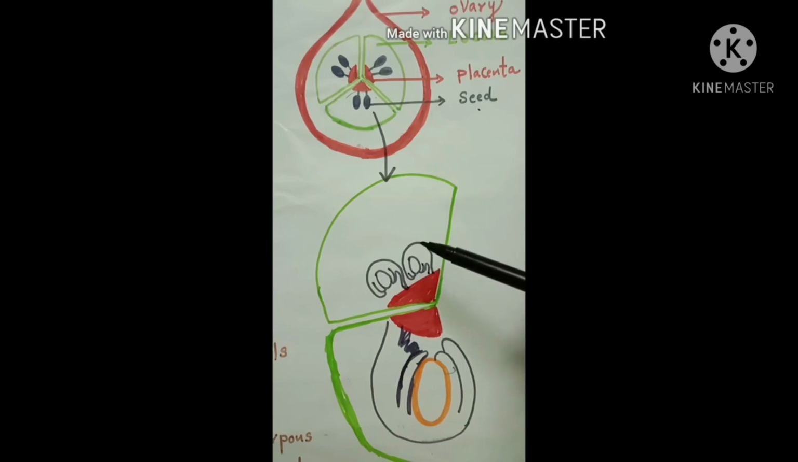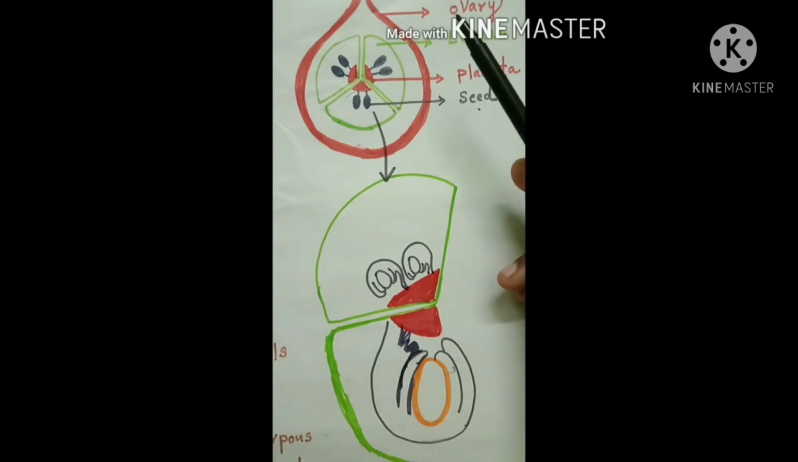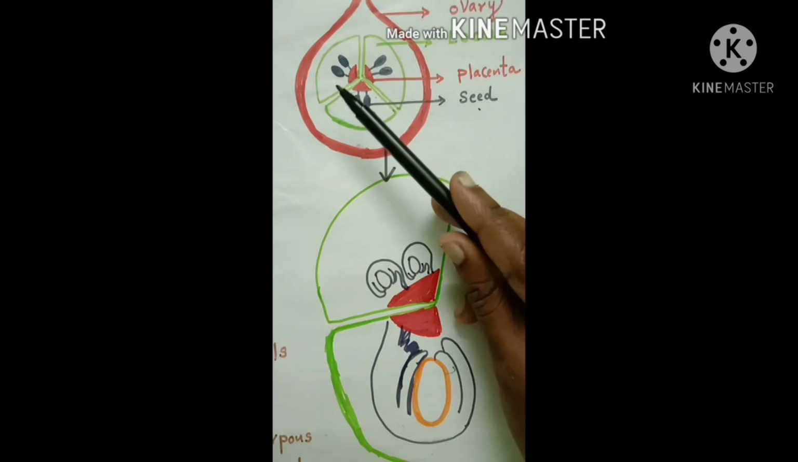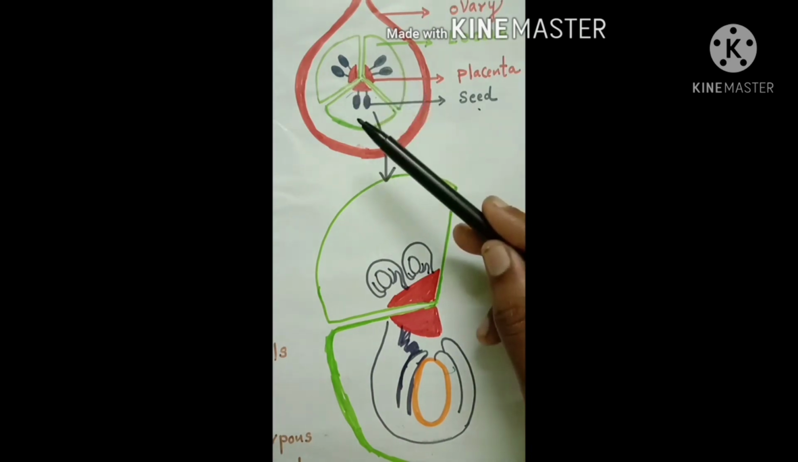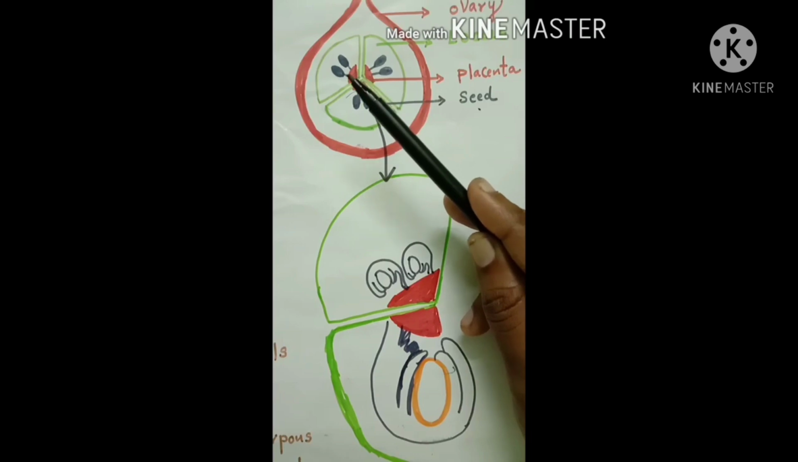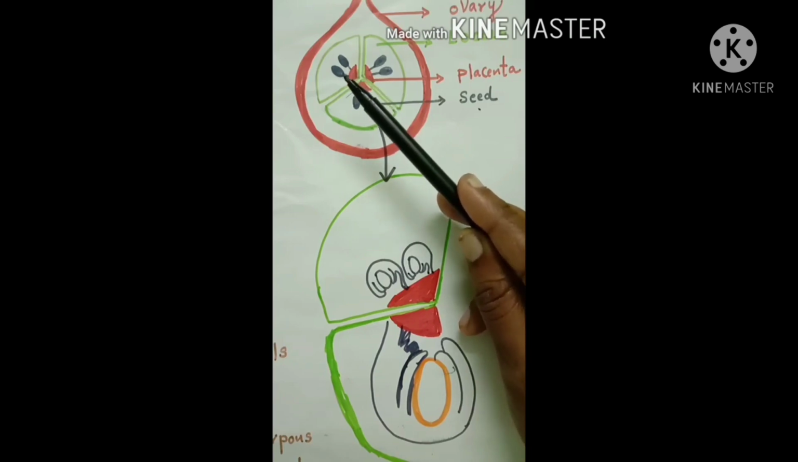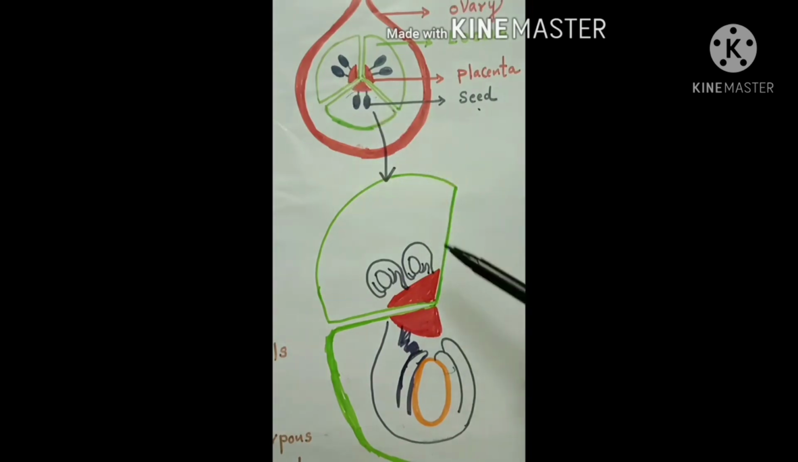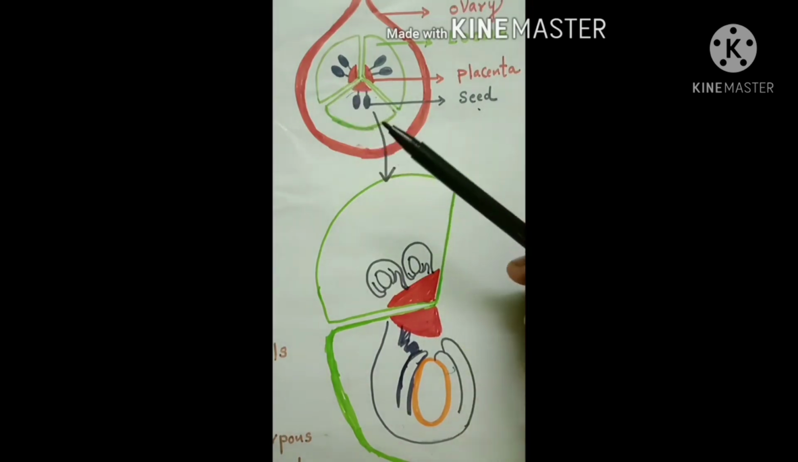Ovules are located on where? Ovules are present inside the ovary. Inside the ovary there are certain compartments called locules, and each locule has a placenta. On the placenta we can see the ovules. Ovules are otherwise called megasporangium. Here we can see 2 seeds are labeled in each chamber.